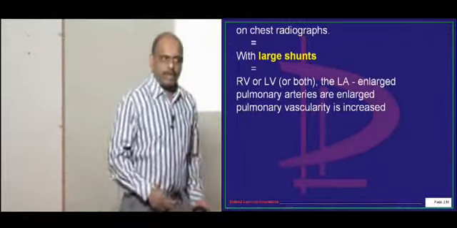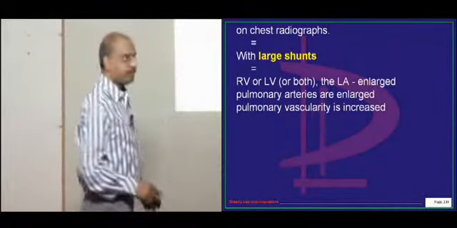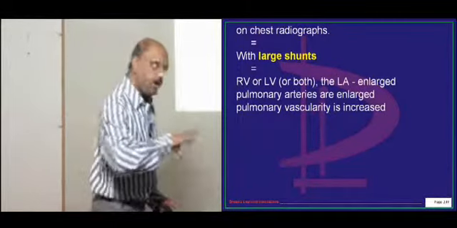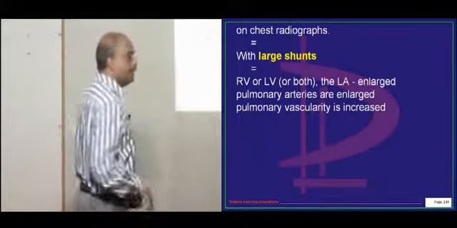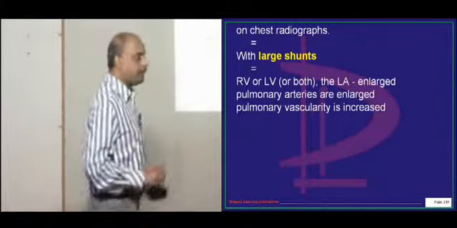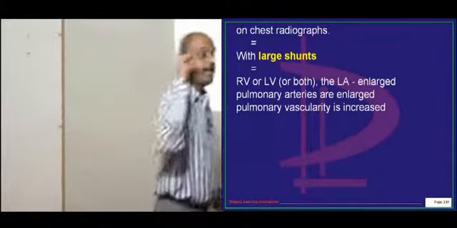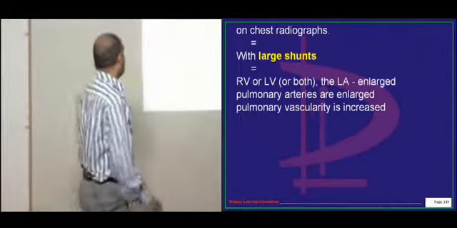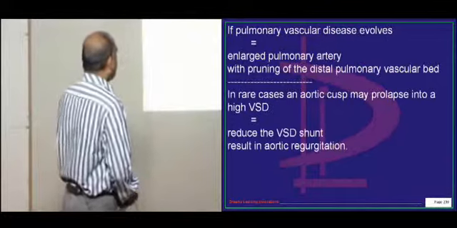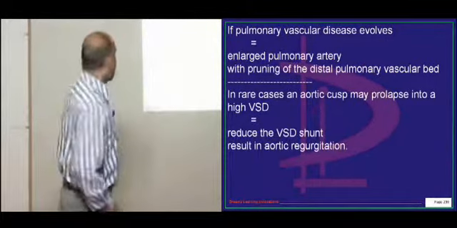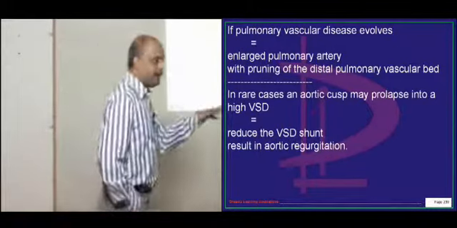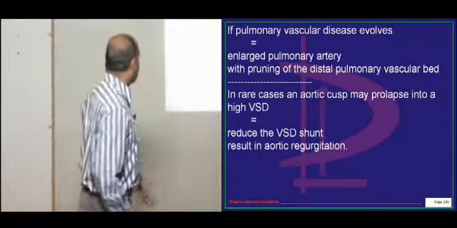If you take a chest radiograph, if it is a very large shunt, then the RV, the LV and also the LA all typically become enlarged. Pulmonary arteries also become enlarged, and pulmonary vascularity becomes increased, unless there is an associated PS, pulmonary stenosis, which needs to be remembered. And the moment pulmonary vascular disease evolves, the pulmonary artery becomes enlarged and there is pruning of the pulmonary vascular bed because of that plethora.